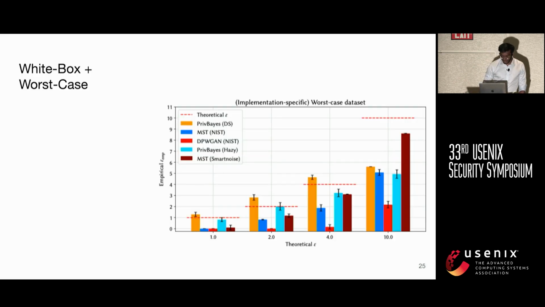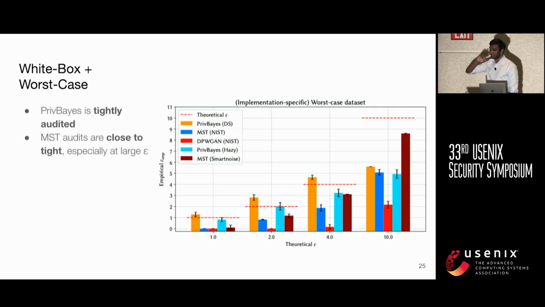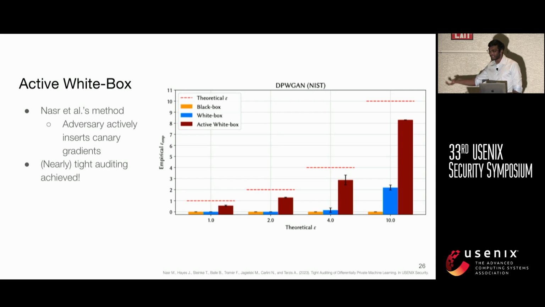We then move on to white box attacks, and so now we put the white box attack together with the worst case data sets, and we find that both priv-based and MST can be tightly audited, or is close to tight, in all 4 epsilons that we tried. DPWGAN is still not tight, and in order to fix that, we used an active white box attack from Nasr et al. And in this case, we find that the audits are tight.